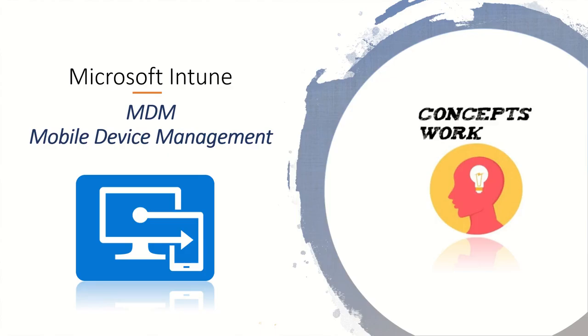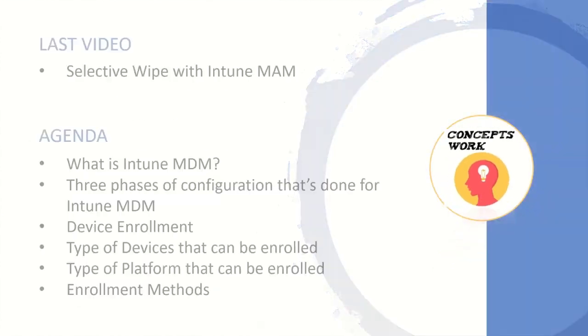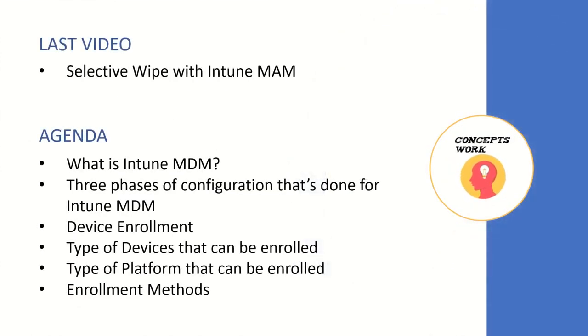Welcome back to our series on Microsoft Intune. From this video we are going to start MDM, which is mobile device management. If you're watching this series from the beginning, in the last video we discussed selective wipe, a feature available with Intune MAM wherein you can get only the enterprise data removed from the device. The agenda of this video is knowing what Intune MDM is, and what the three different phases of configuration are that can be done from the Intune MDM console.